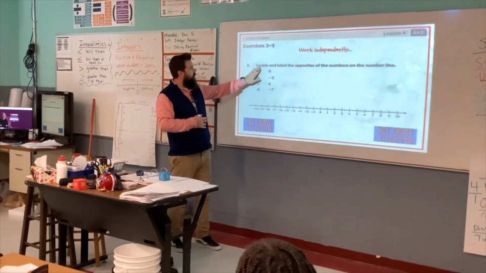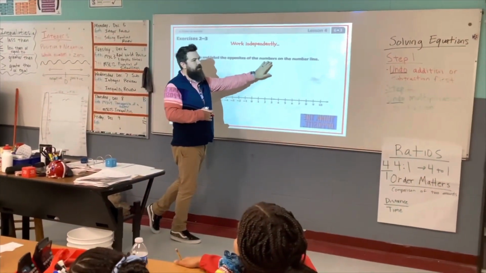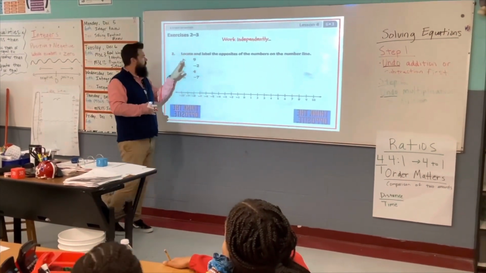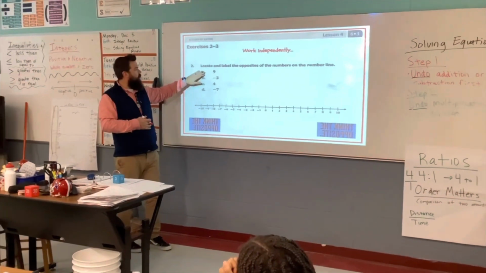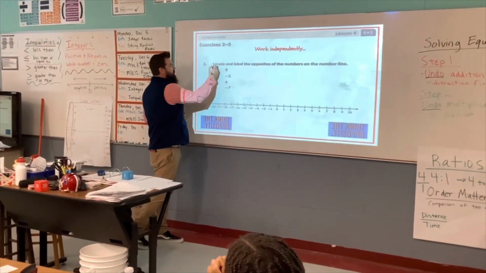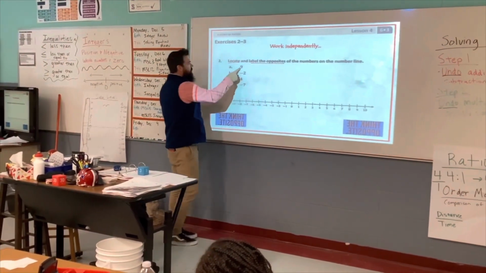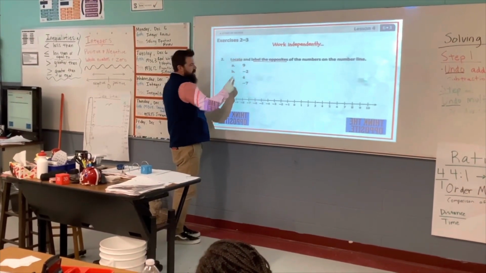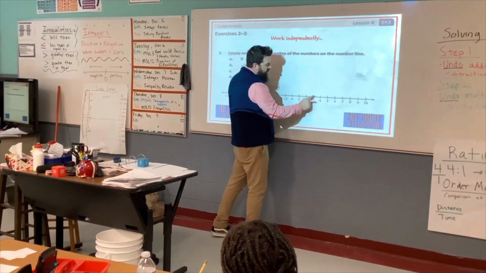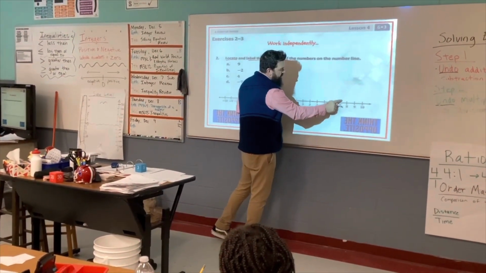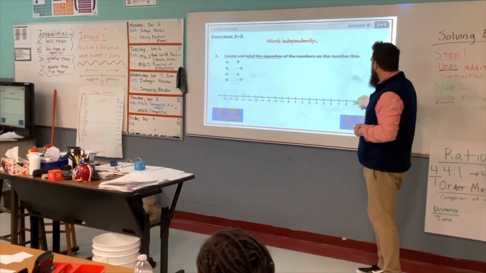You should try to do these problems on your own. So it says right here, locate and label the opposite of the numbers on the number line. So, let's do A together. So we're going to locate first, and then label the opposite. So let's locate 9. If I start at 0 and I count 1, 2, 3, 4, 5, 6, 7, 8, 9, that is 9.